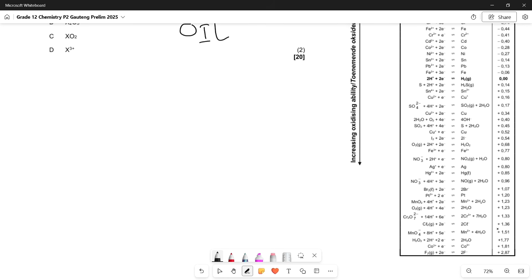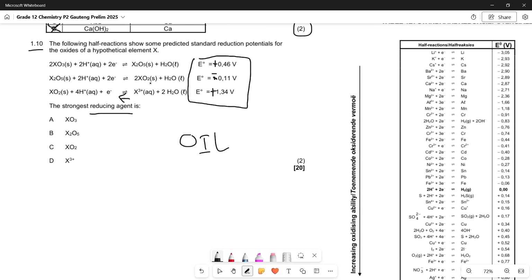As we move down, it has a bigger positive value, which means that the agent is the thing on this side, and the thing on the right of the arrows with the most positive value over here is our X3+. It is the metal over here because X3+ is the reducing agent, the thing that undergoes oxidation, which has the highest electrochemical voltage based on the reverse reaction being positive and not negative. And that is why D is our final answer over there.